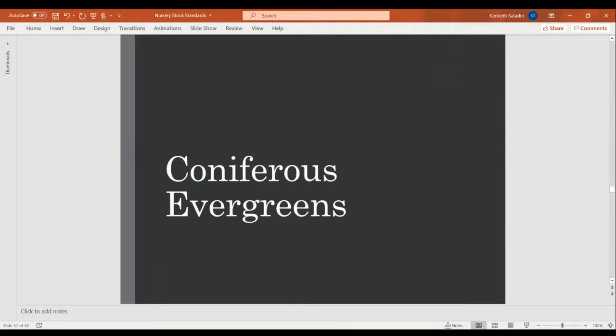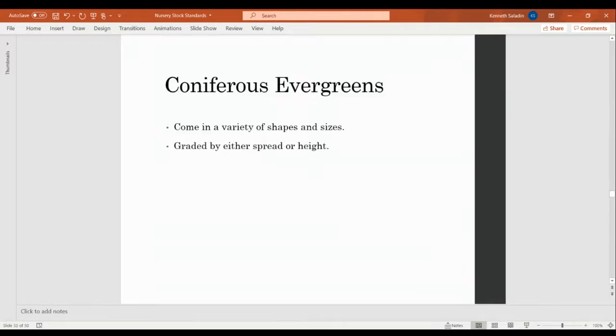Coniferous evergreens. They come in a variety of shapes and sizes, and they are going to be graded either by their spread or by their height. And again, it's going to depend upon the habit of that particular cultivar or species, how it naturally wants to grow. That will determine whether it's going to be graded by spread or height. Let me show you some examples.